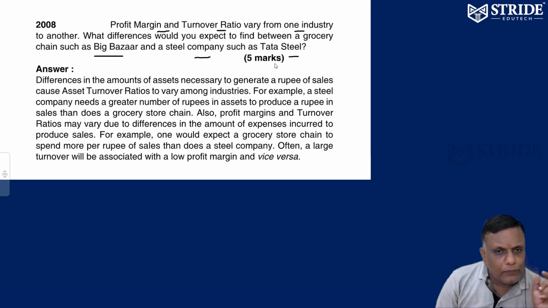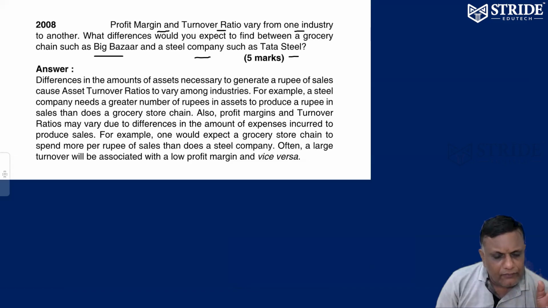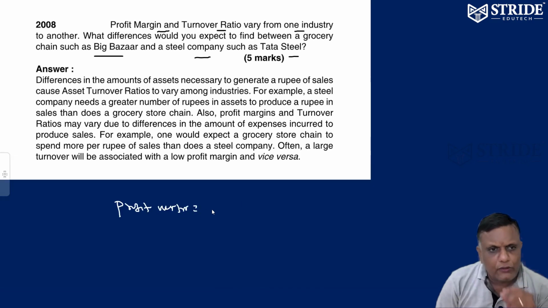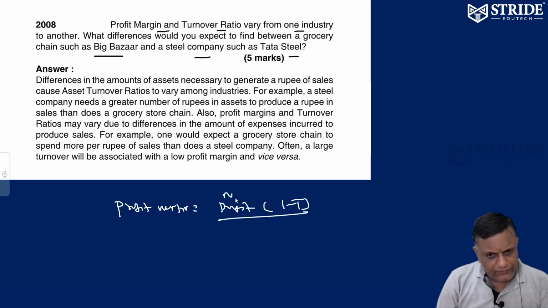What is profit margin ratio and turnover ratio from one industry to another industry? Definitely it is going to differ. The ratio formula remains the same, but in the context of the company, it will differ. So profit margin is equivalent to net profit times (1 minus tax rate) by sales into 100.